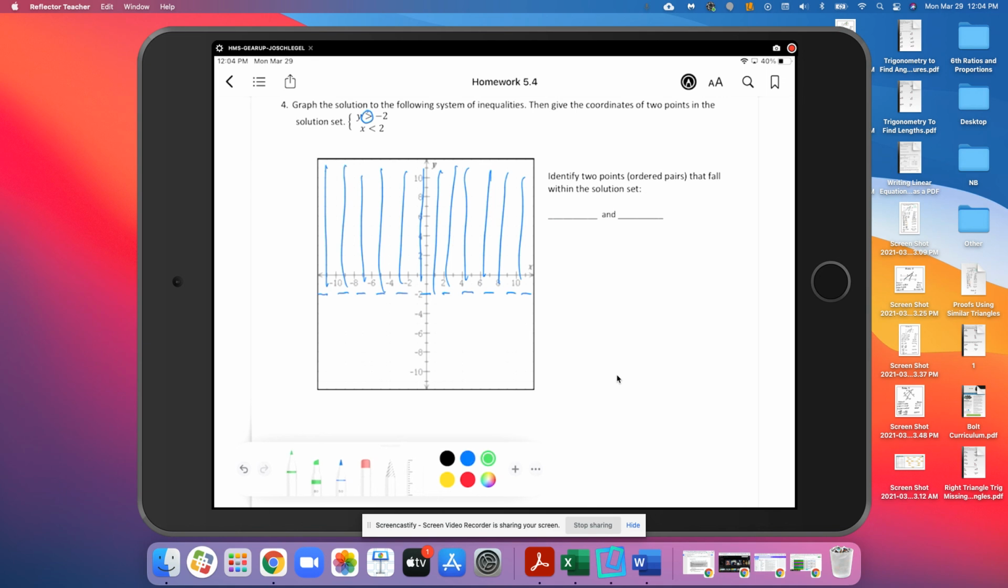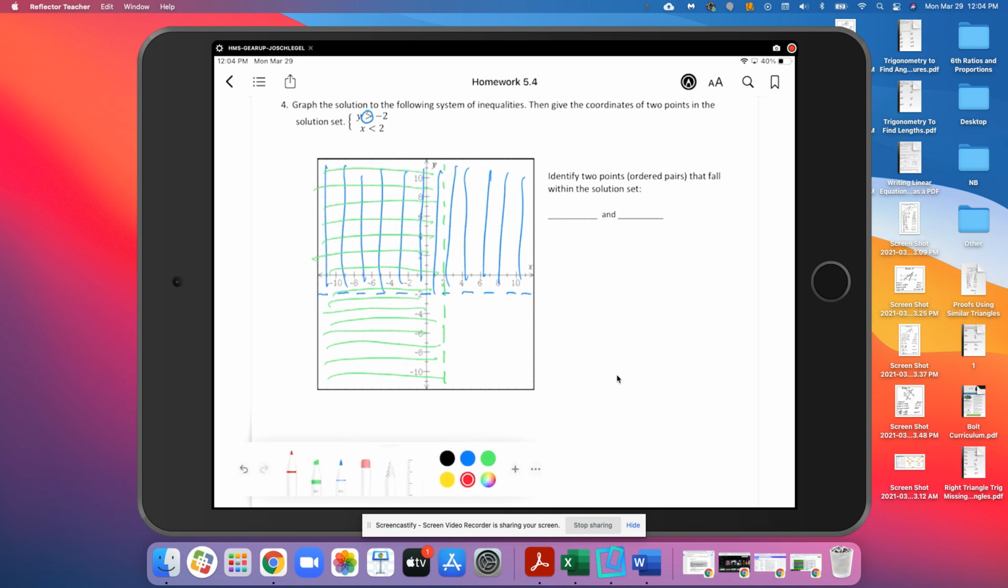And then since it is x is less than 2, it's going to be a dotted line at the vertical line 2. And then all of this stuff over here to the left of the line x is less than 2.